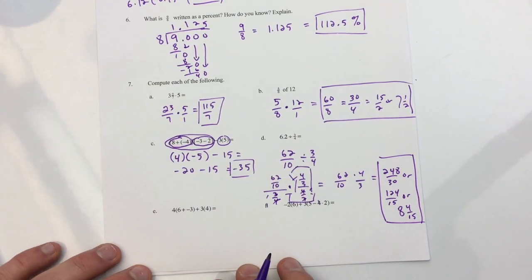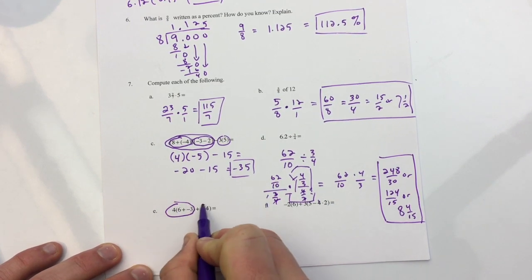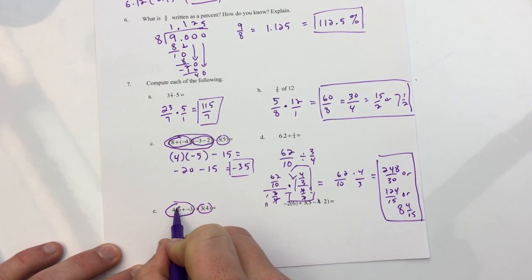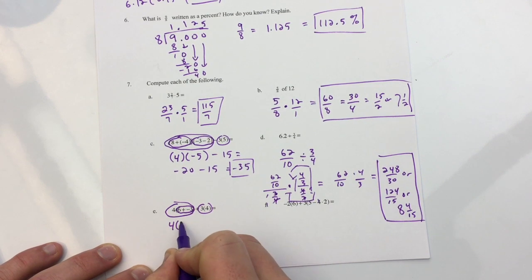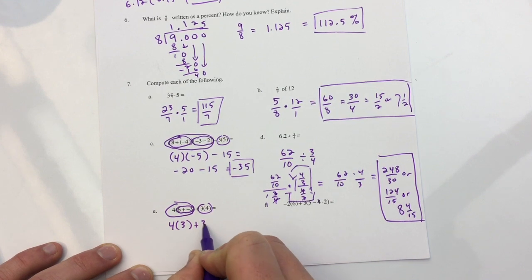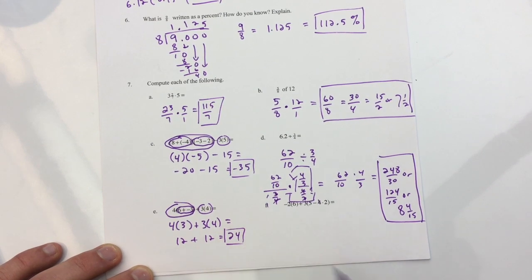All right, for E, my terms, I'm going to circle these, that term, and then that term. But I want to do this first, parentheses first. So I have 4 times 6 plus negative 3 is positive 3, plus 3 groups of 4. Both of these are 12. 12 plus 12 is 24.